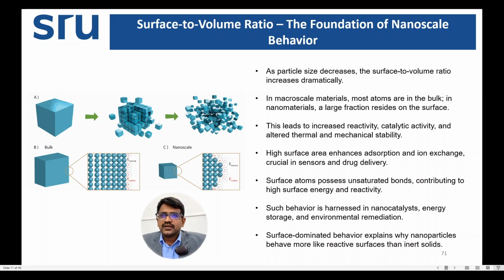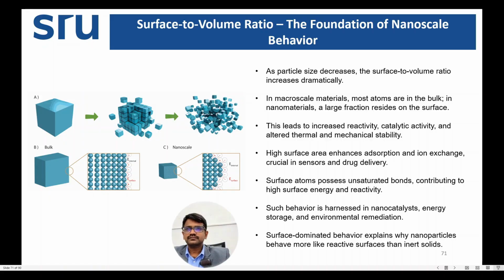Whenever we want to make a nanomaterial for any application, our prime focus must be on making the material with high surface area. High surface area provides high surface energy. High surface energy provides high reactivity and higher participation, so that all the properties will be enhanced as per our desired application. So this is about surface to volume ratio.